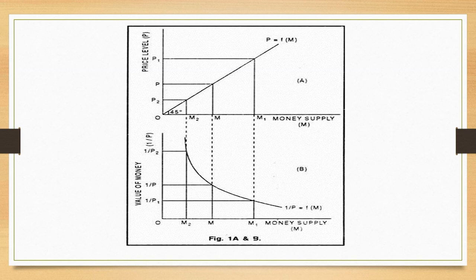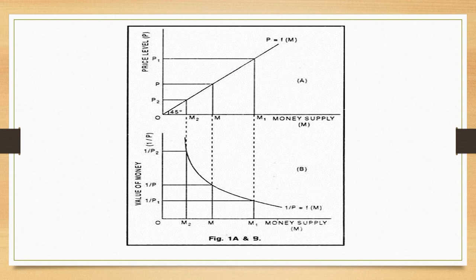And in the next diagram, we can understand how the value of money rises when the supply of money falls. If the money supply falls to M2, the value of money rises to 1 by P2. Meaning if money supply falls by half, the value of money will rise by twice.